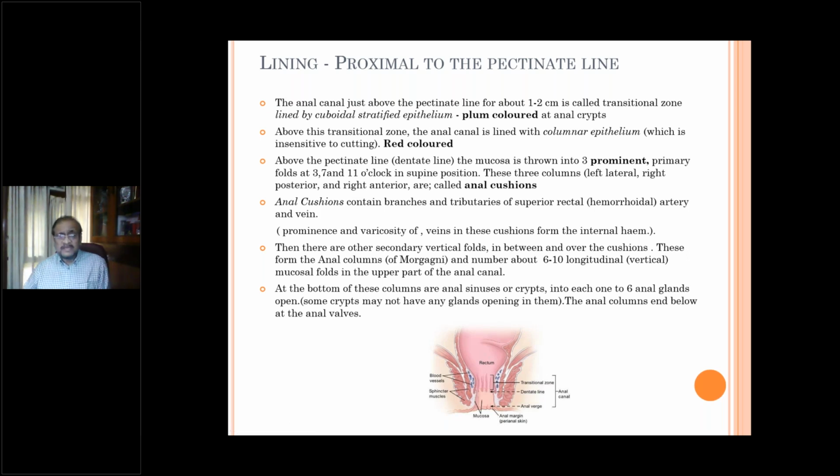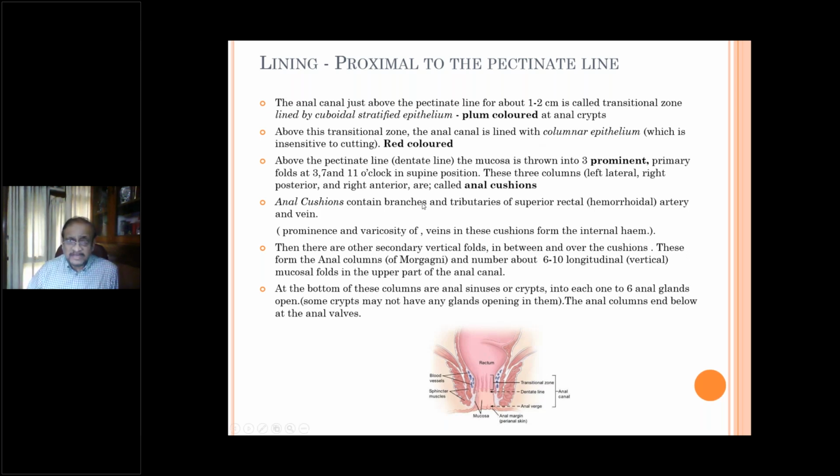So basically what we talk about is that these are the prominent folds, and these prominent folds are also known as the anal cushions. Why cushions? Because they are more prominent than the other longitudinal folds. That's why they're known as the anal cushions. Now, what do these anal cushions contain?